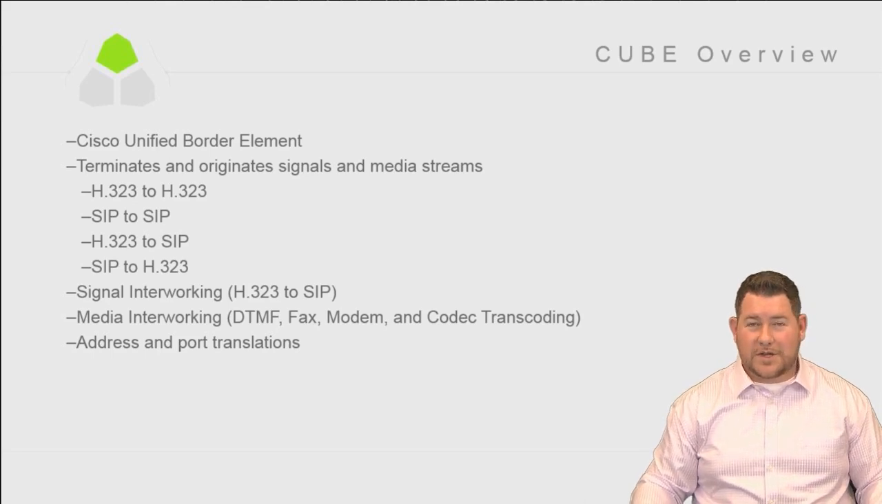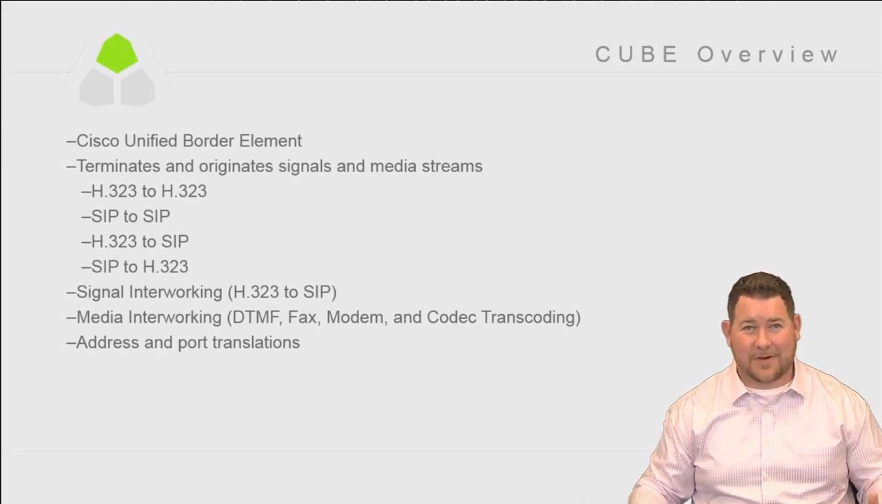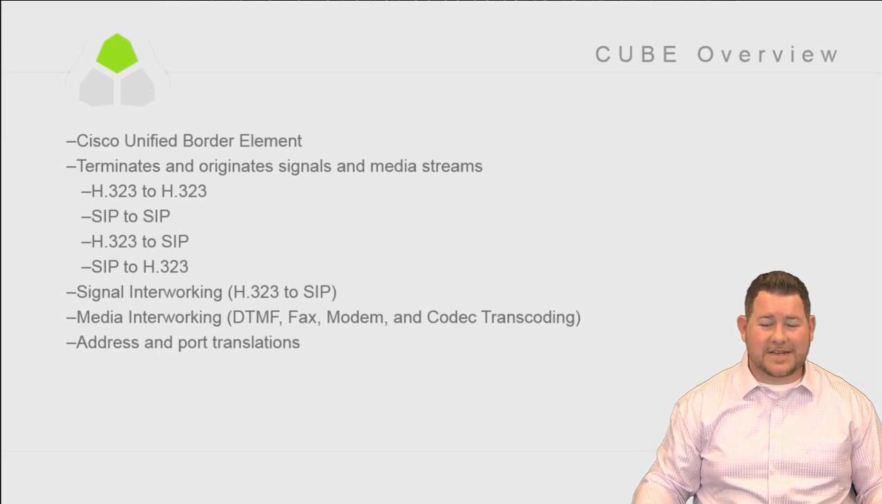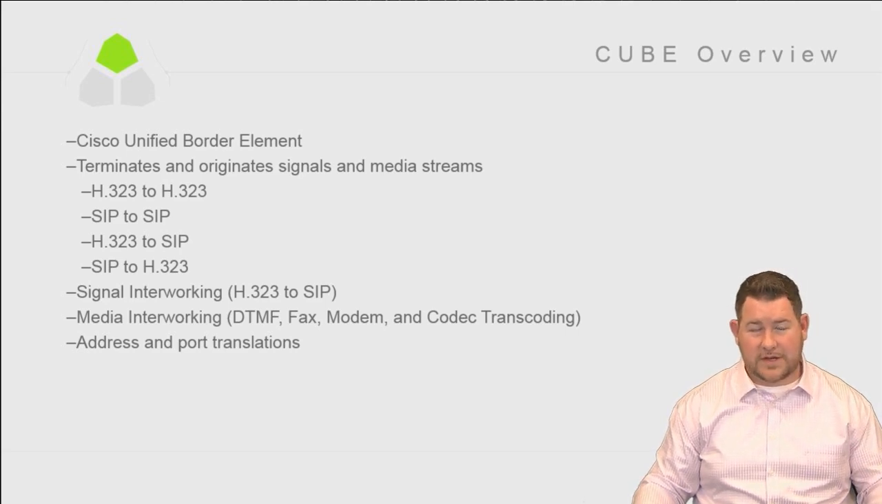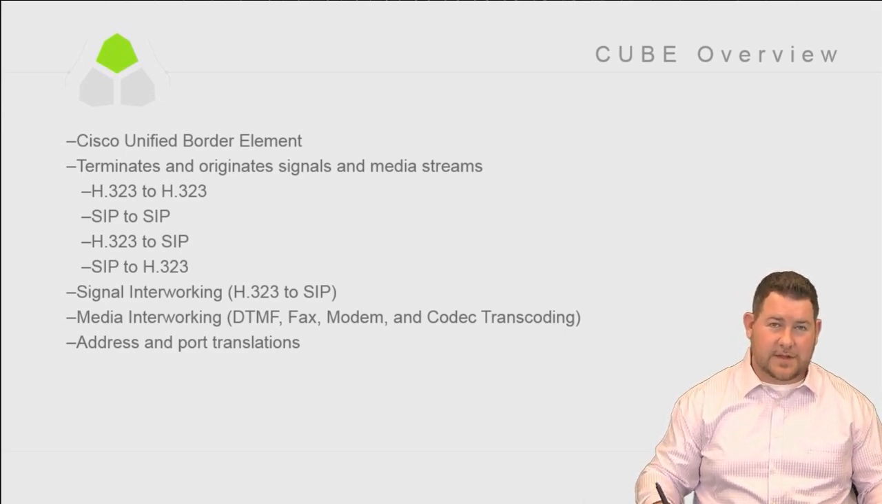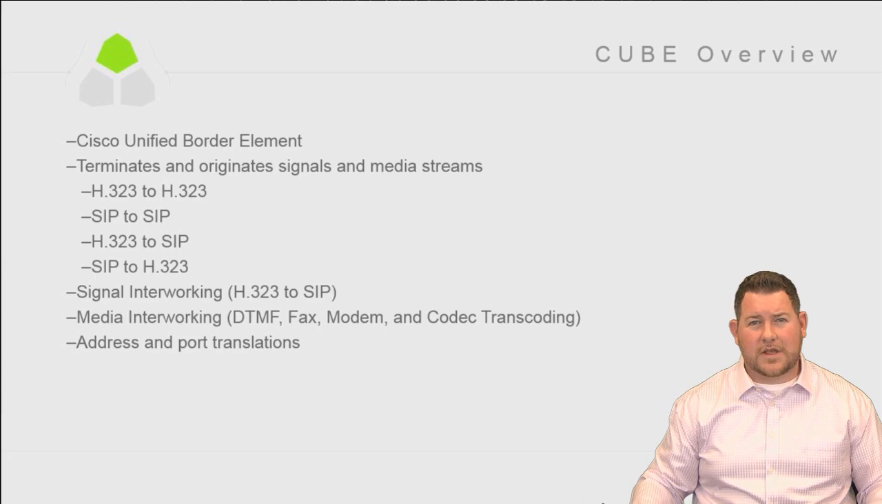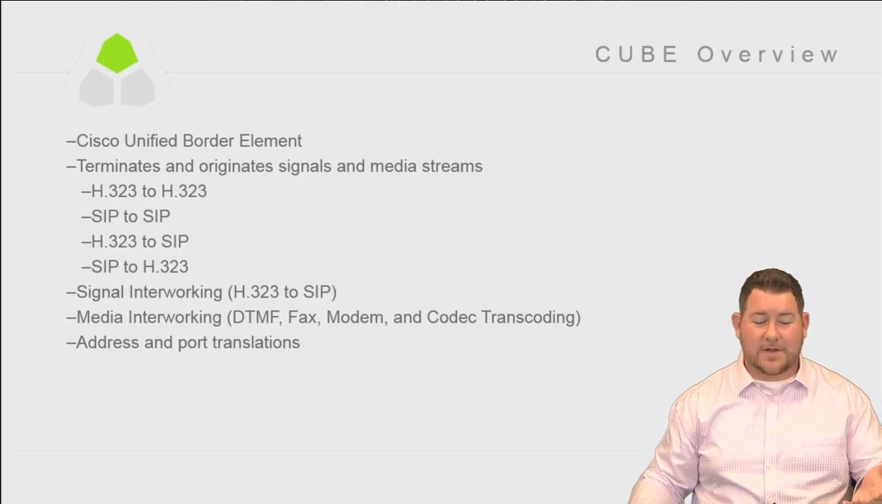So, what did we talk about just then? We basically covered everything in this slide. It terminates and originates signals and media streams. Of course, we can go from H.323 to H.323, SIP to SIP, H.323 to SIP, SIP to H.323. So if you guys are familiar with the command that you might put in an iOS device for routing, this looks very similar to this command, this allow connections command.